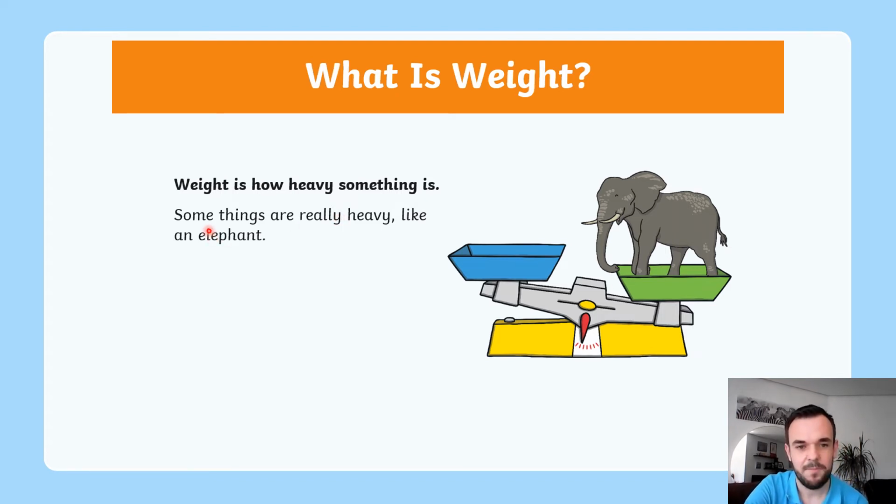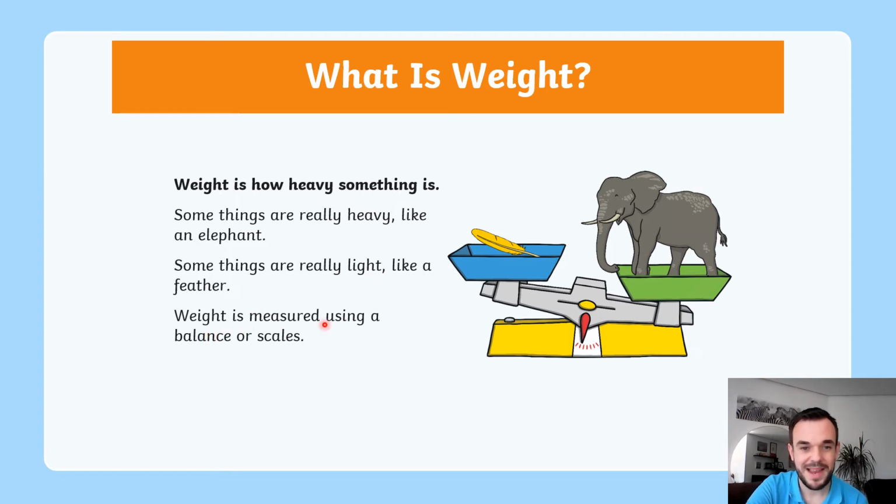And it says here, some things are really heavy, like an elephant. An elephant is very, very heavy. Some things are really light, like a feather. A feather is very light, so we can say an elephant is very heavy and a feather is very light.